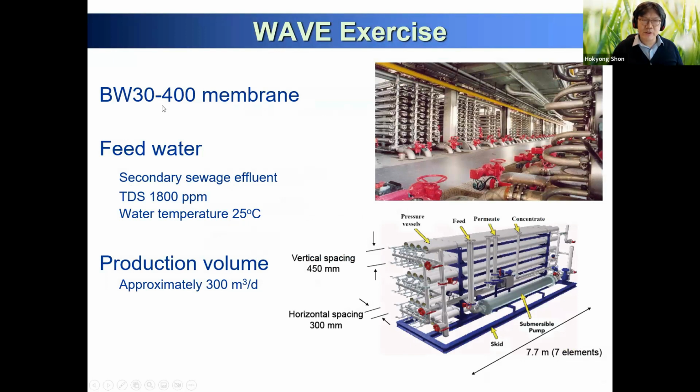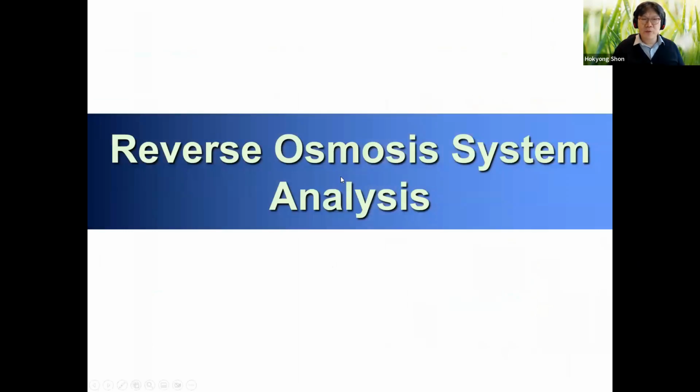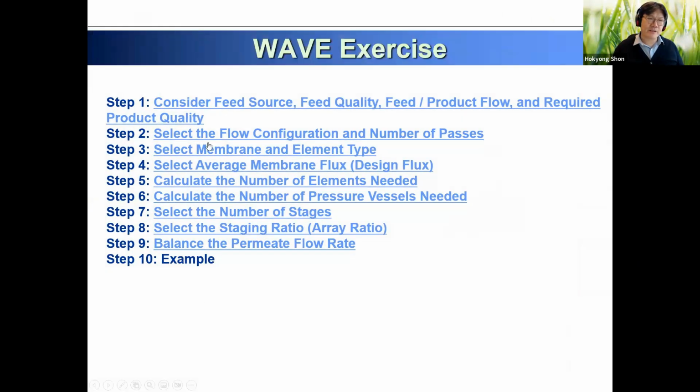The BW30-400 membrane, feed water, secondary effluent, TDS is 1800 ppm, the water temperature 25 degrees, and we will have also a production of 300 cubic meter. So we will make one unit to combine all the 300 cubic meter per day, or we can separate. So we can use reverse osmosis system analysis. So these are the basic steps.